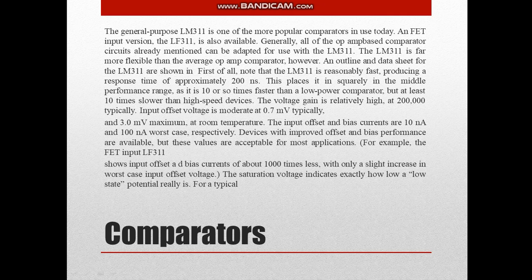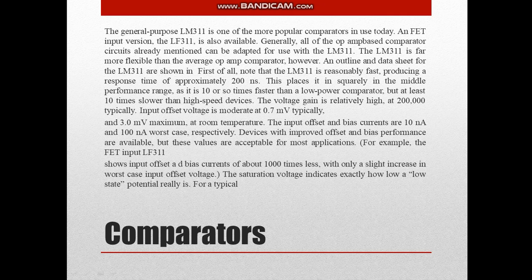It places squarely in the middle of the performance range, as it is 10 or so times faster than the lower power comparators, but at least 10 times slower than the high speed devices. The voltage gain is relatively high at 2000. Typically, input offset voltage is moderate at 0.7 millivolt, and 3 millivolt maximum at room temperature.